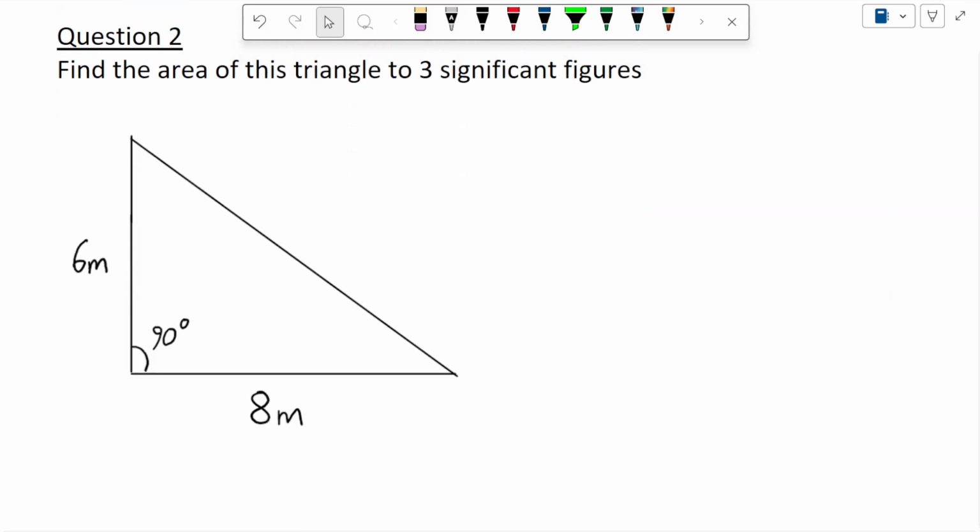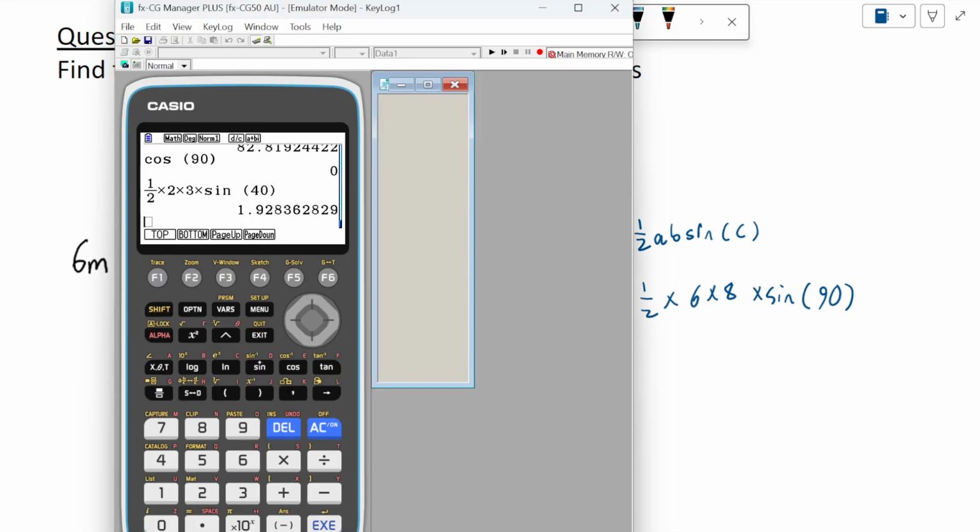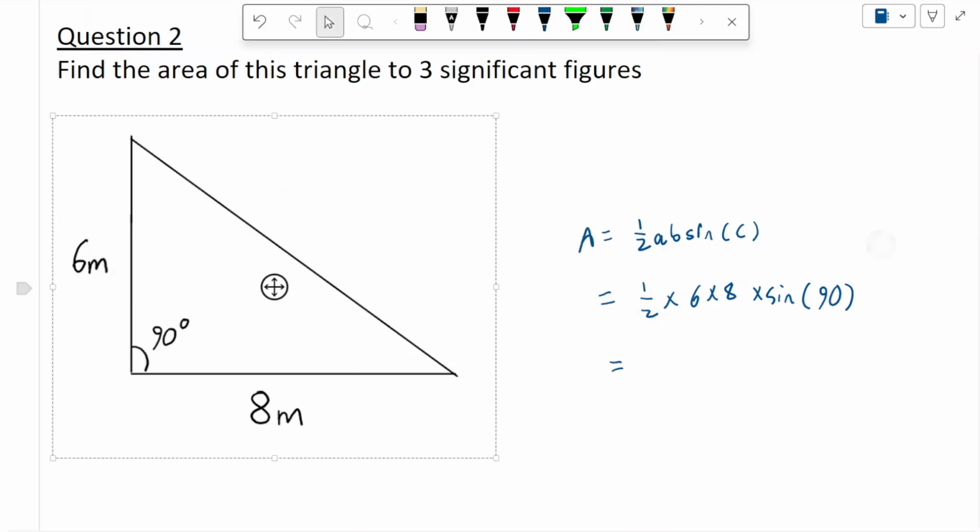Okay, find the area of this triangle. We can go for the same thing. Area is half AB sine C. So half times the two sides times sine of the angle that's trapped in between the two sides. So that's 90 in this case. Okay, so let's see what we get. There we go, 1 over 2 times 6 times 8 times sine of 90. And what do you know? It's 24.